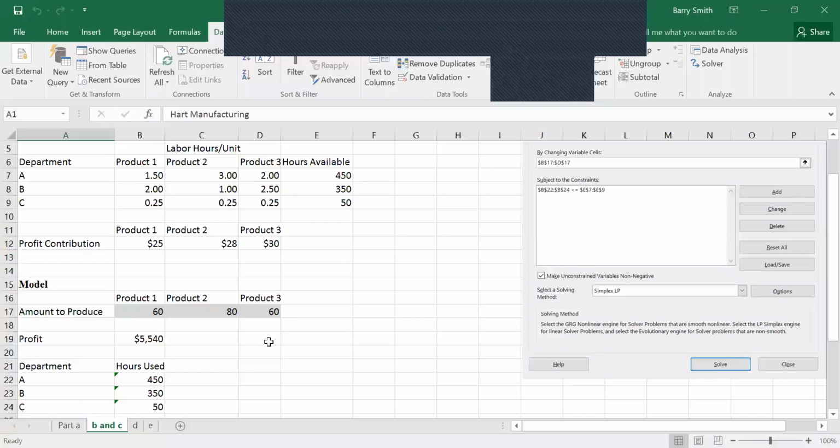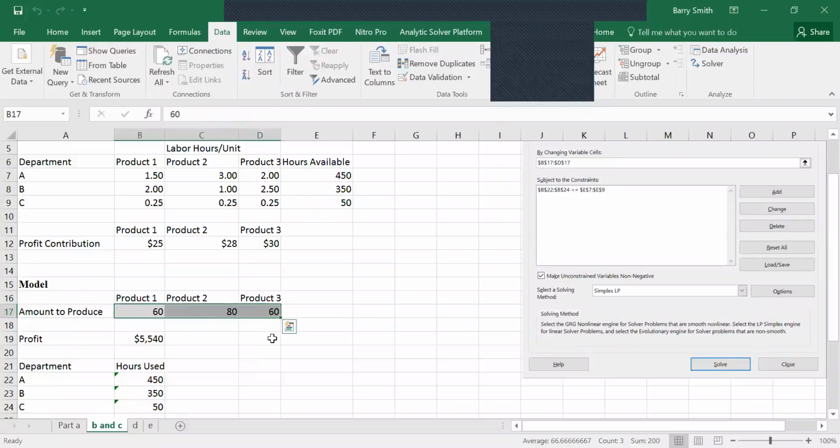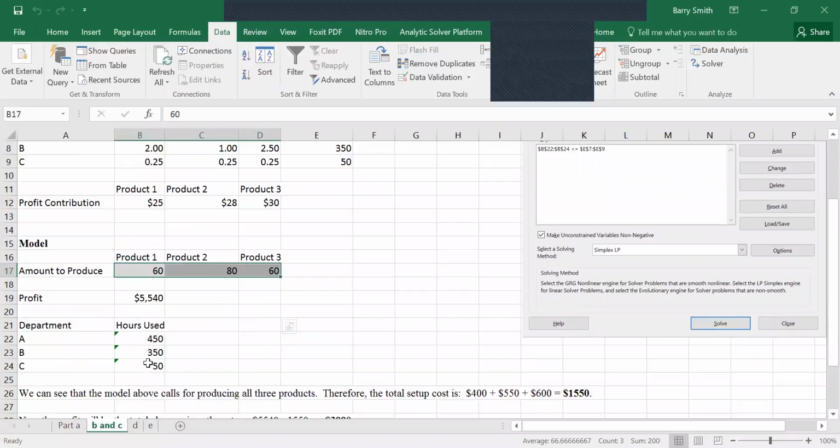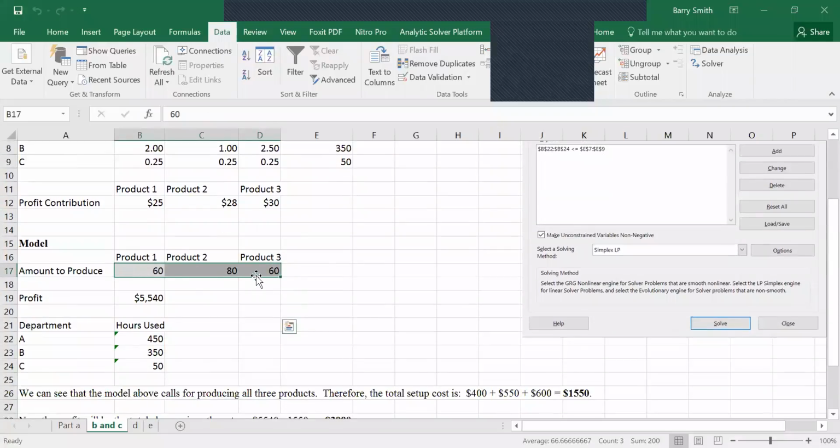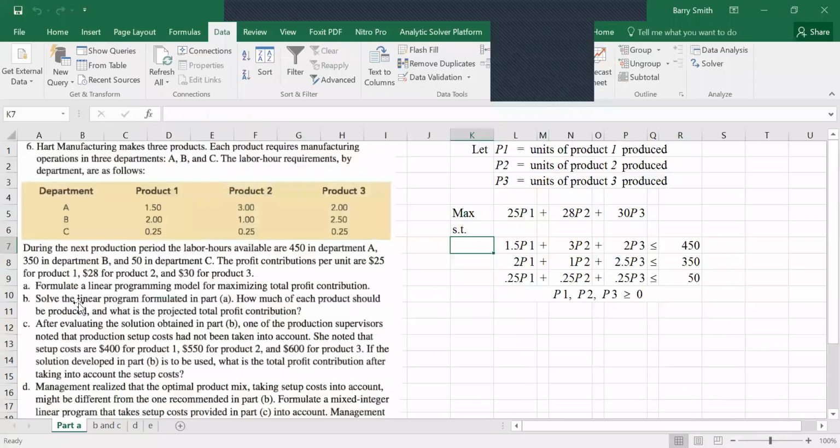So once it gets it solved, then it gives us this. Okay. And so now we know the hours used is actually going to be the hours that are available, and that's going to be the amount to produce for each one of those. And our profit is 5,540.